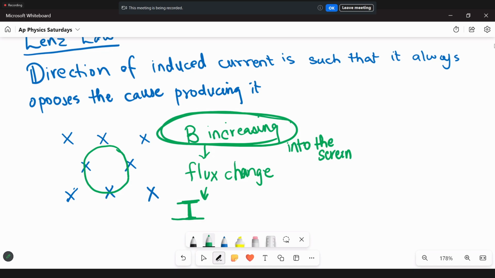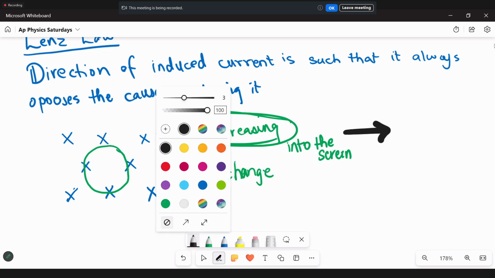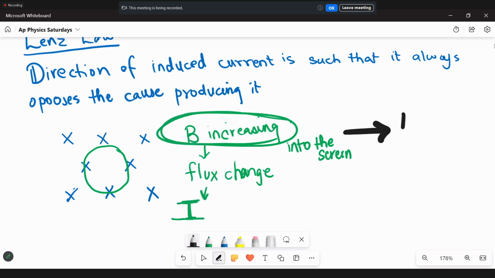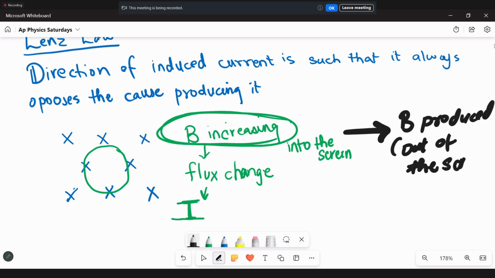Now I want to oppose this change. So what will I do to oppose this change? I will try to produce a magnetic field B such that it should come out of the screen to cancel that effect, right? Are you getting my point or not? Yes, miss. Okay. Now tell me, in which direction should the current move in this loop to produce magnetic field out of the screen?